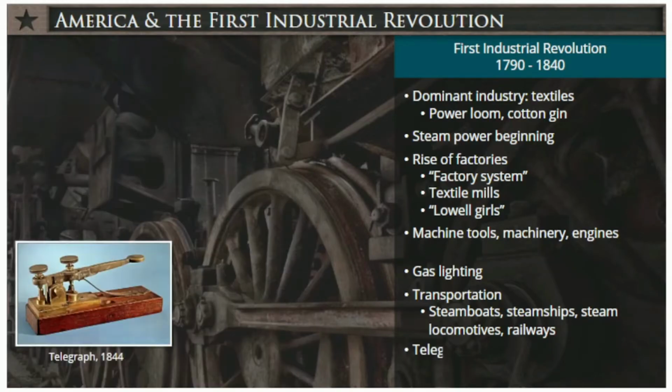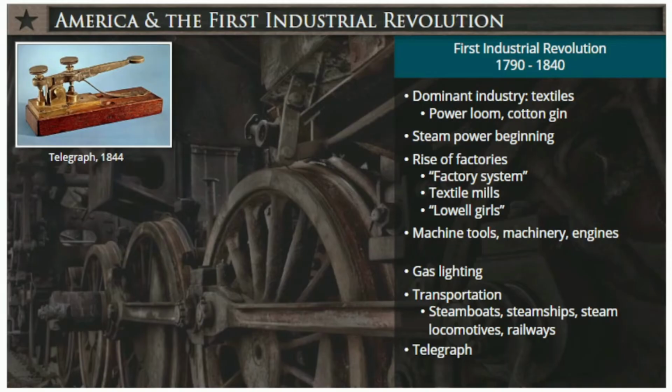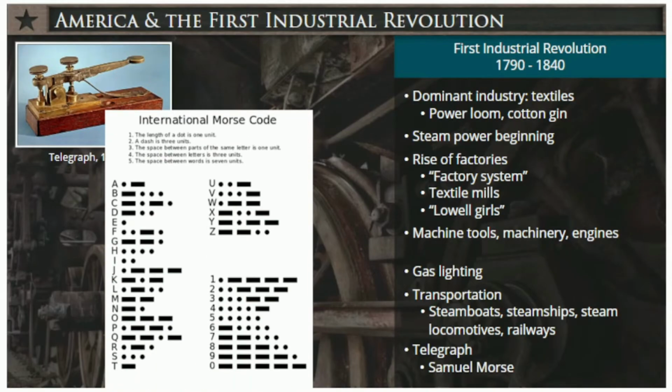This device transmitted electric signals over a wire laid between stations. Samuel Morse developed a code, now known as Morse code, that assigned a set of dots and dashes to each letter of the alphabet. This allowed complex messages to be relayed simply and easily across telegraph lines. In 1844, Morse sent his first public telegraph message from Washington, D.C. to Baltimore, Maryland. The message said, "What hath God wrought?"